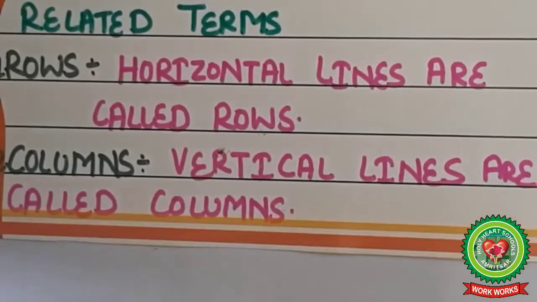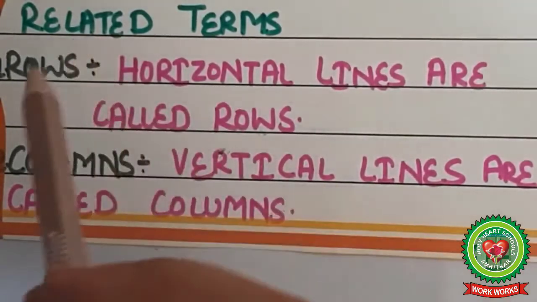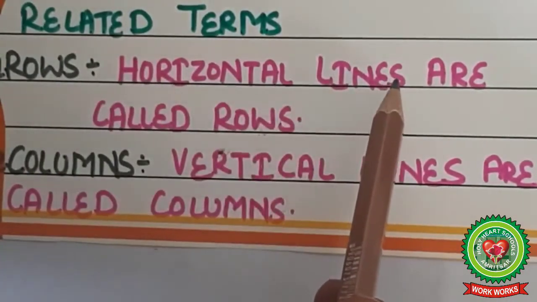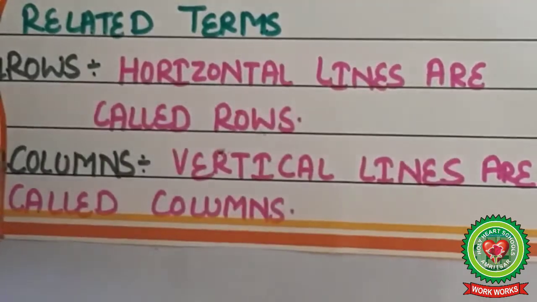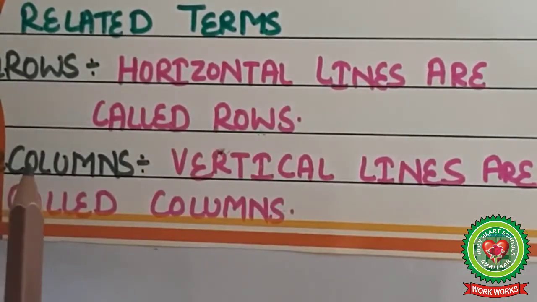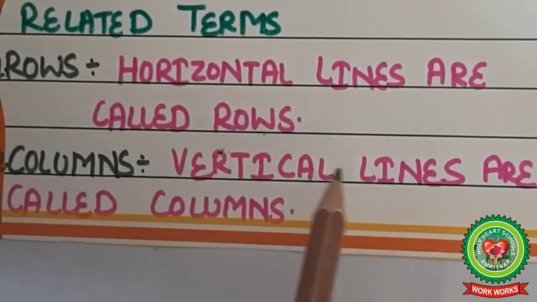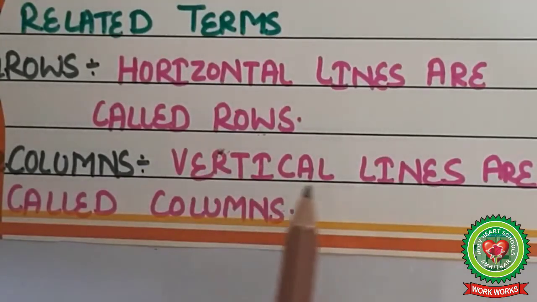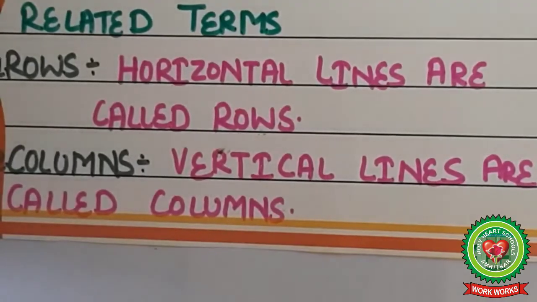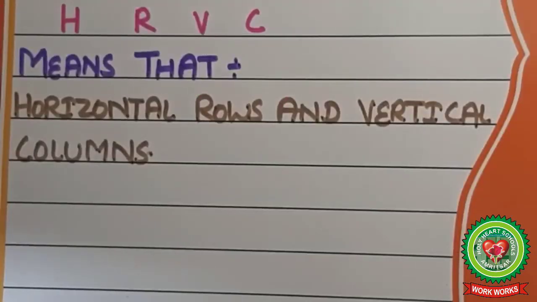Now, what are rows and what are columns? Let us discuss this. Rows means horizontal lines. Horizontal lines are called rows. And what are columns? Columns are vertical lines. Means the lines which are vertical are called columns. Children, there is one rule to remember rows and columns. That rule is HRVC. Means horizontal rows and vertical columns.